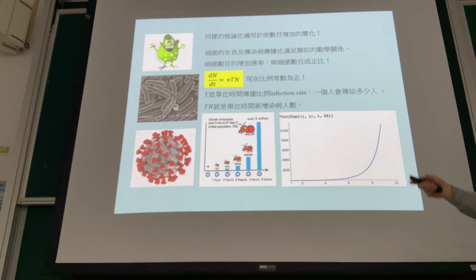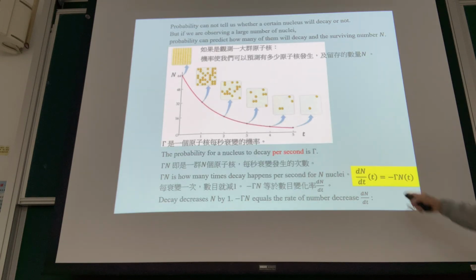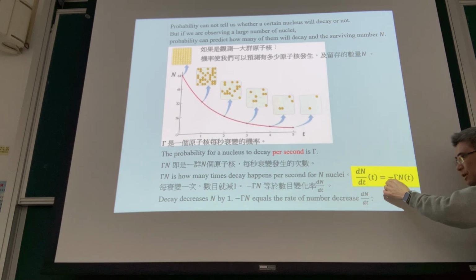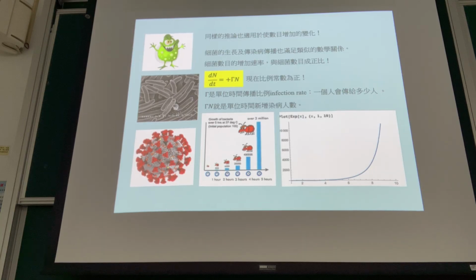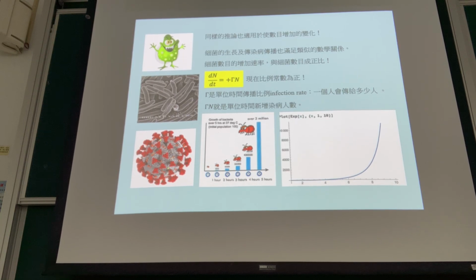Okay, so therefore now dn/dt is positive gamma n, instead of minus gamma n. But everything else is the same. All the reasoning is the same. So the same kind of reasoning, the same kind of equation with a different sign, also applies to the growth of germs or microscopic objects. Okay.